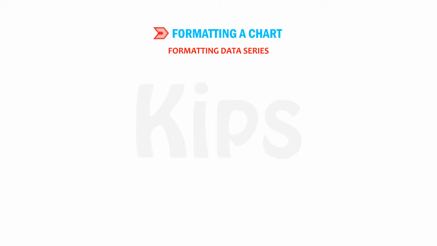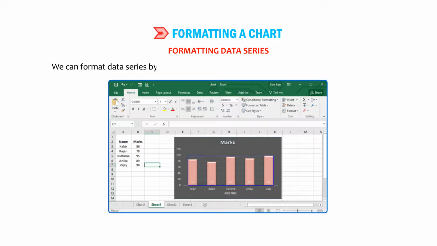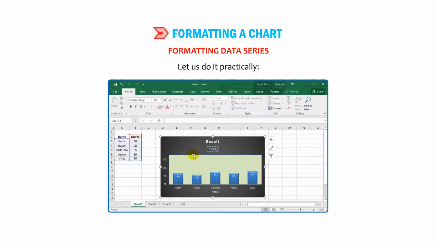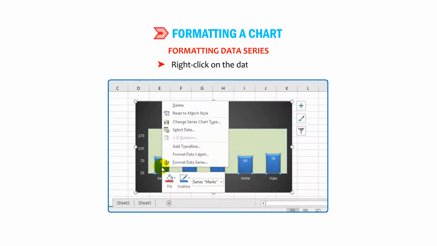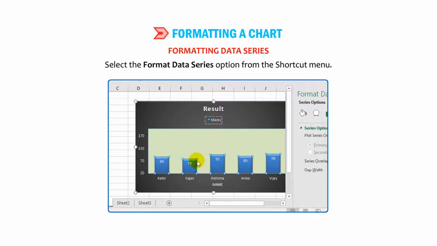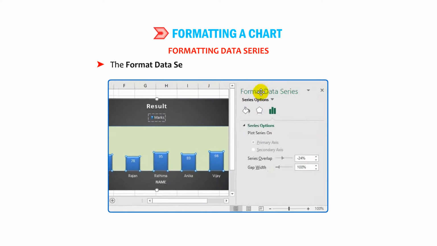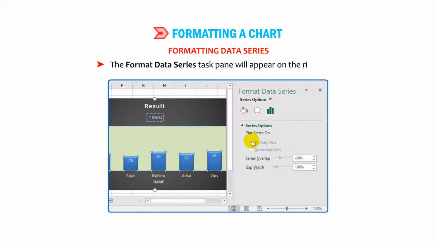Alright, let us learn how to format the data series. We can format data series by changing the bar colors, lines, slices and shifting its position. Let us do it practically. Right-click on the data series. Select the Format Data Series option from the shortcut menu. The Format Data Series task pane will appear on the right side.